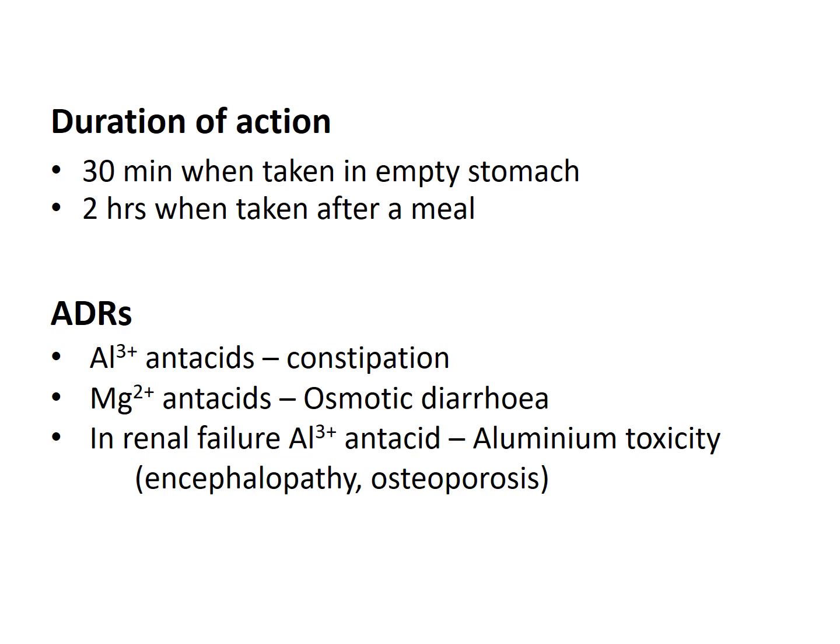Okay, and there are some important adverse effects that you have to know. For aluminum-containing antacids, like aluminum hydroxide, the important adverse effect is constipation. But for magnesium-containing antacids, the important adverse effect is osmotic diarrhea.